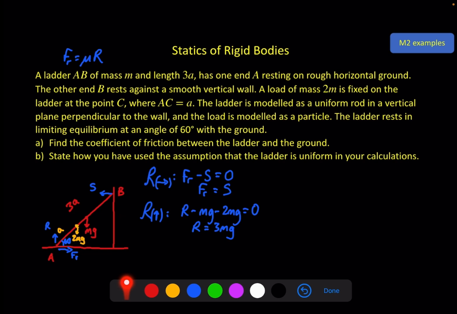Looking then at my diagram, I would probably take moments about A. Although that takes friction out of my equation, it also takes this one out of the equation, and I know that S is equal to friction. So that would be the easiest way to find S, which gives me friction. I could also have taken it about point B to get rid of the S, which I don't really want, to find friction, but then I've got 4 terms in my equation instead of, from here, 3 terms.